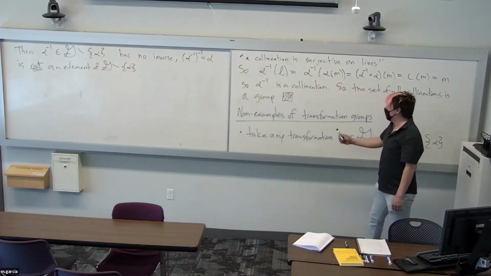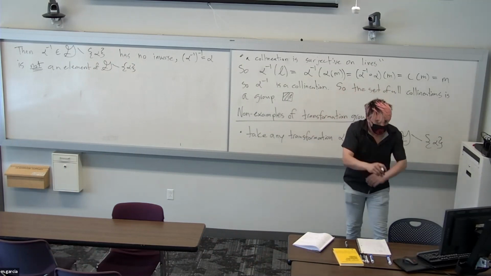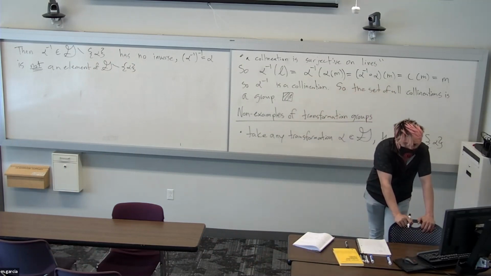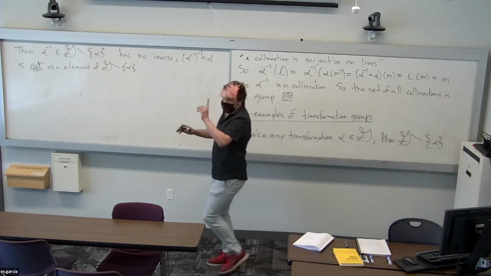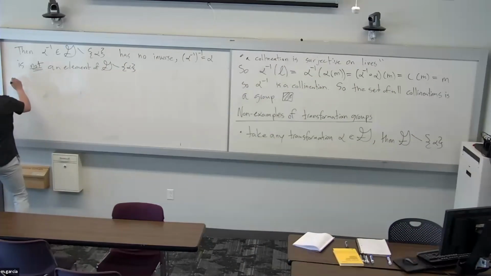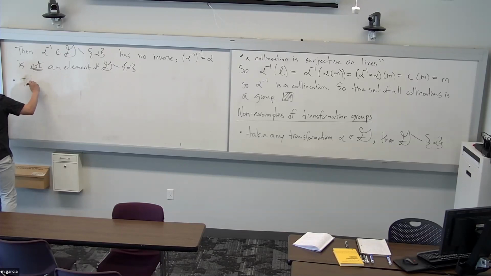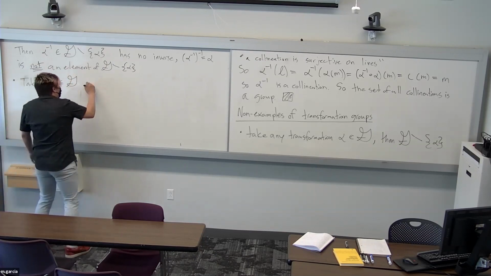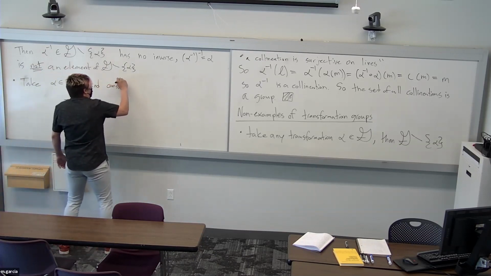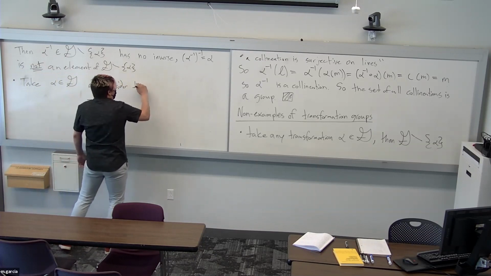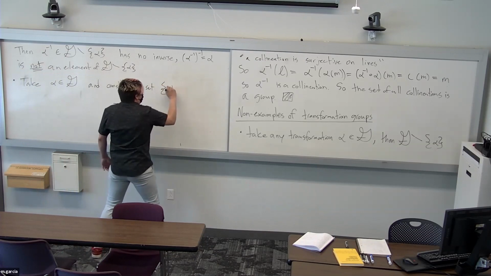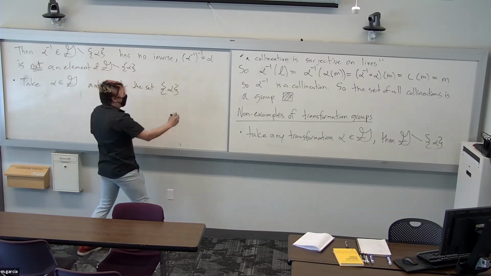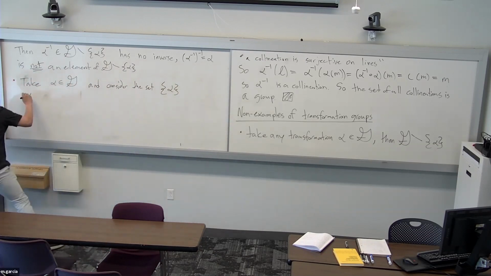Or I guess I should say non-example. Counter-example. Yeah, great. Jordan says a singleton that's not the identity. Take alpha in G, the set of all transformations, and consider the set that is just alpha alone. Sorry, alpha not equal to iota.